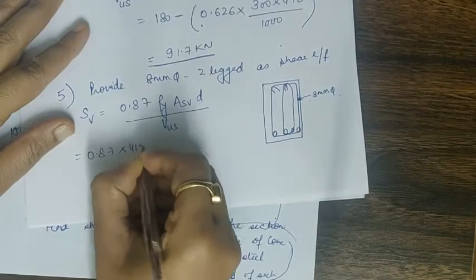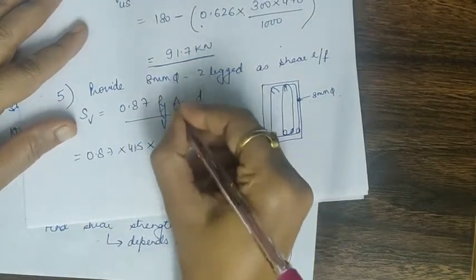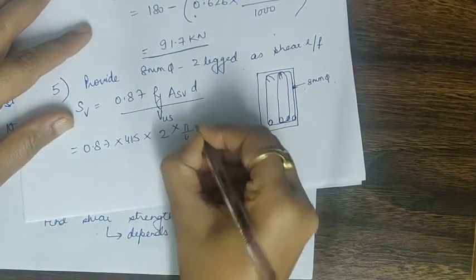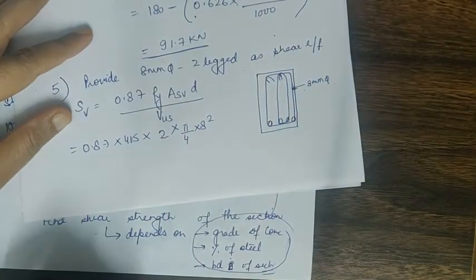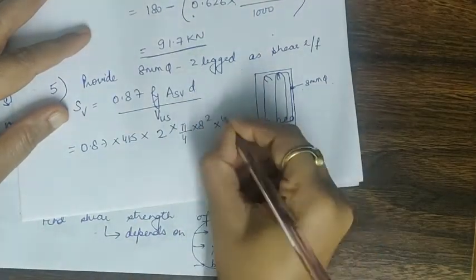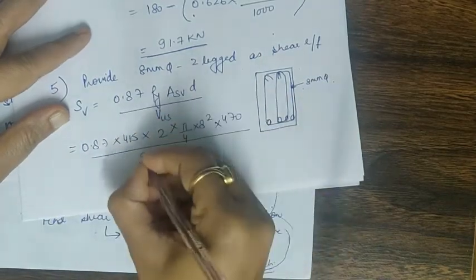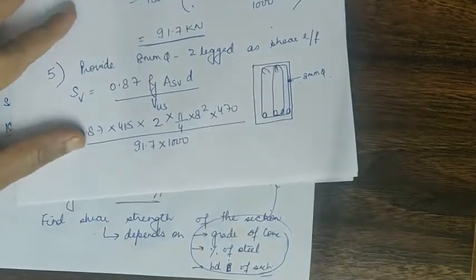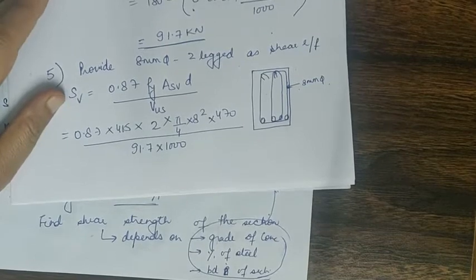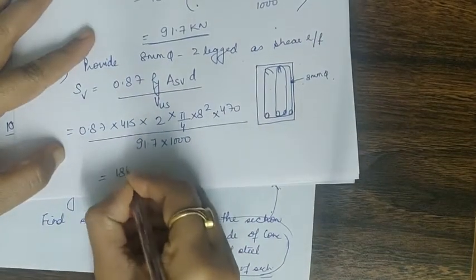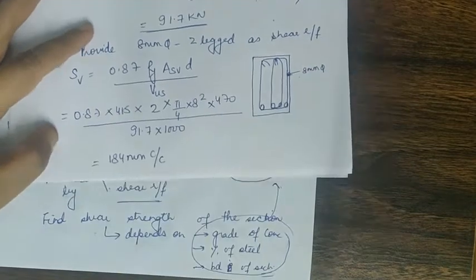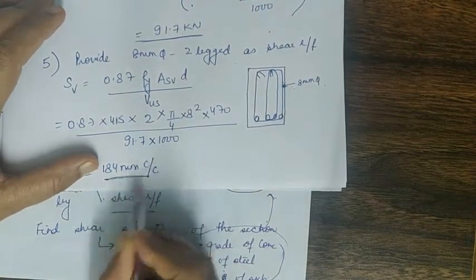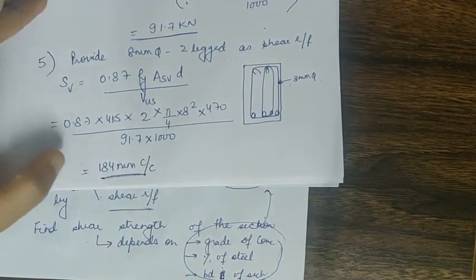Fy is 415. ASV is the area of shear reinforcement. You are providing two-legged, so it is 8 mm dia. So the area of 8 mm dia will be pi by 4 into 8 square. Into D is 470. VUS to be resisted is 91.7 kilonewton. Because I am doing it in millimeters, I am putting this as newtons. So this is coming out to be 184 millimeters center to center. So I am to provide the shear reinforcement at 184 millimeter center to center.